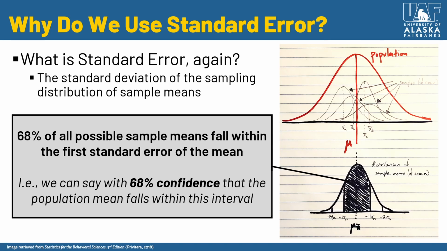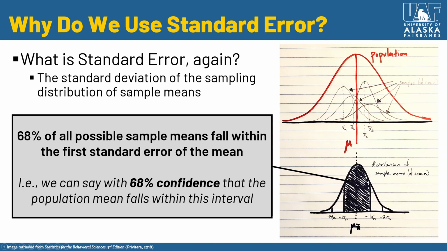That's the reason we use standard error: it all comes back to using these sampling distributions to inform the inferences that we draw. In this case, the confidence intervals for the population mean, since we're talking about estimation.